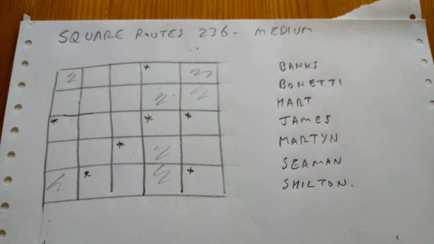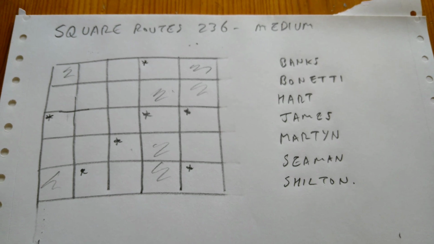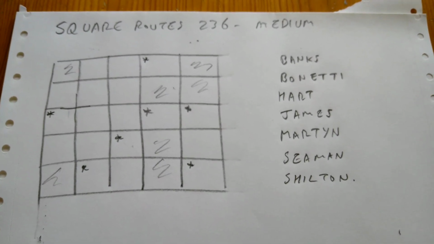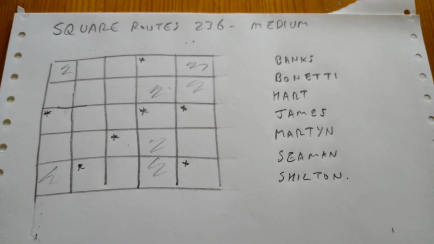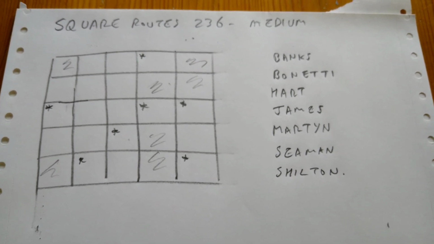Okay, let's have a look at square roots 236, which is down as a medium, so it might not be quite as trivial as last week's. So the first thing to look at is how many starting squares we've got. 7. These are the squiggled squares. And how many words we've got. 7. So each word must start in a different square.